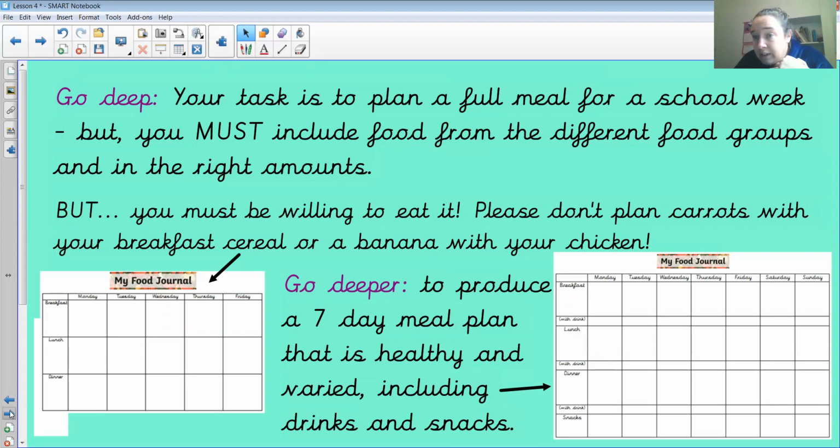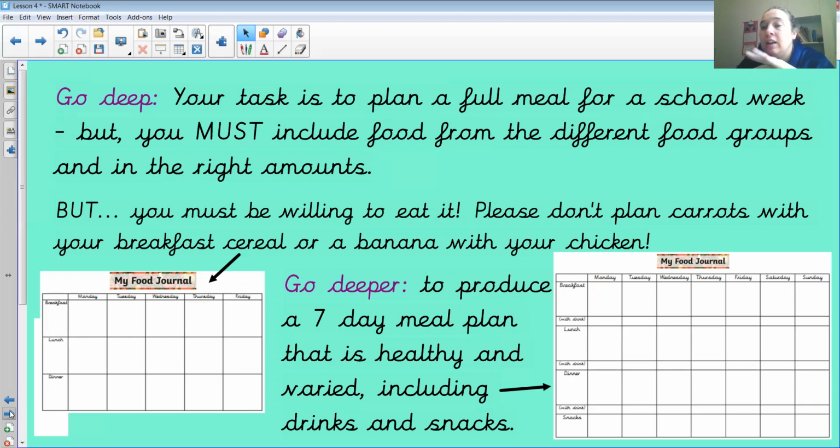For your Go Deeper, I would like you to produce a 7-day meal plan. So that's Monday, Tuesday, Wednesday, Thursday, Friday, Saturday, and Sunday. So we've included our weekend here. Now, I don't know about you, but in the school week, I eat a bit different to how I eat at the weekend. So in the school week, I have a packed lunch. My packed lunch is normally either a sandwich or a soup when I'm at school. At the weekend, I might have something a little bit different. Not too different, but a little bit different.